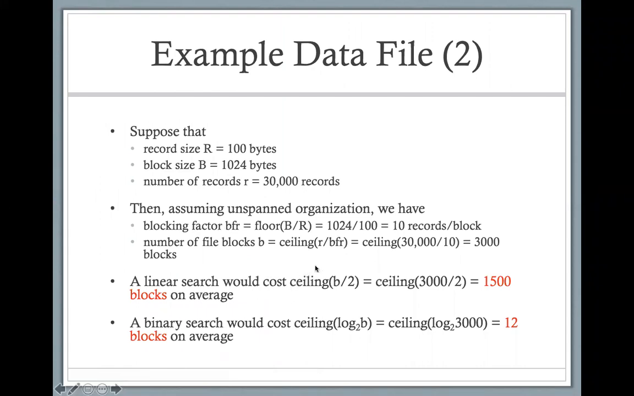On average, the record will be halfway through the table. So on average, I would need to read 3,000 divided by 2, which is 1,500 blocks on average, because I'm doing linear search. Okay, great. Now, what if the file is sorted based on name?